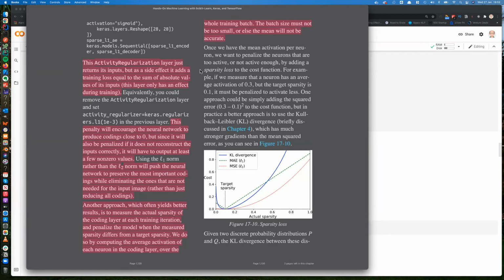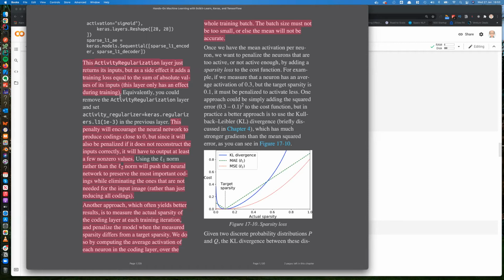And so there's an explanation of what this layer is doing. This activity regularization layer just returns its inputs, but as a side effect, it adds a training loss equal to the sum of the absolute values of its inputs. This layer only has an effect during training. So that's interesting: the layer just returns its inputs, but it has a side effect. It adds a training loss equal to the sum of the absolute values of its inputs.